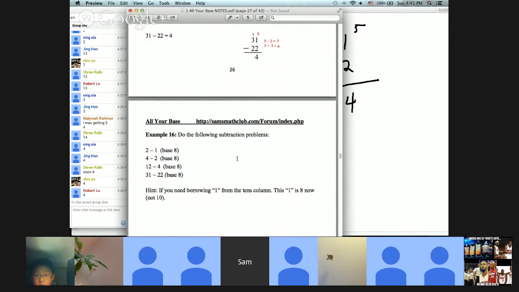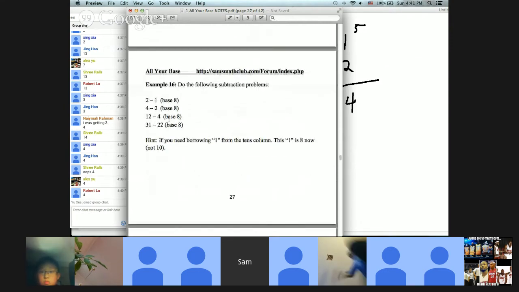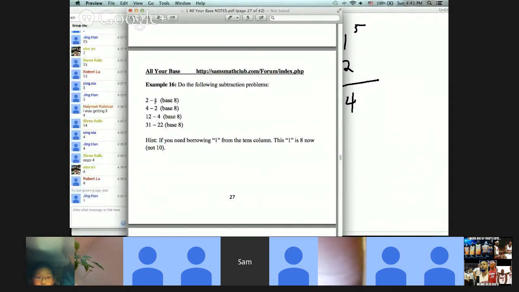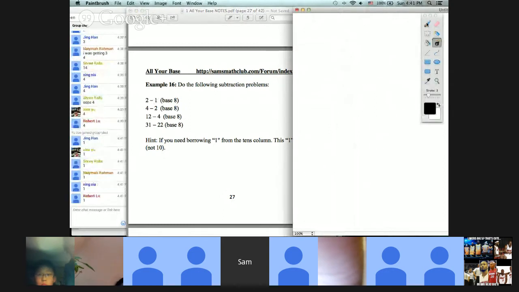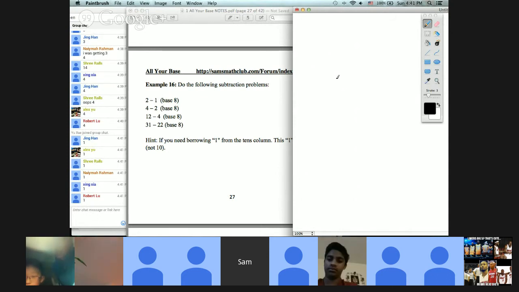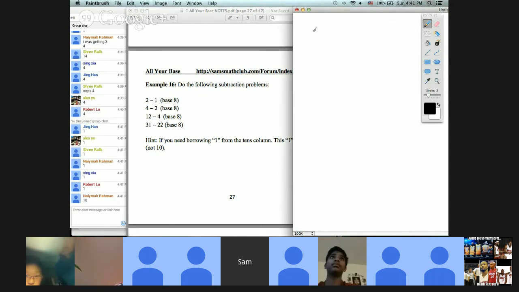Okay. Onwards. So everybody do the first one. Should be relatively easy to do. 2 minus 1 in base 8. Right, nice. Answer is 1, so no trick there. So we'll just skip the second one, since you guys should already know that. And now let's do 12 minus 4 in base 8.